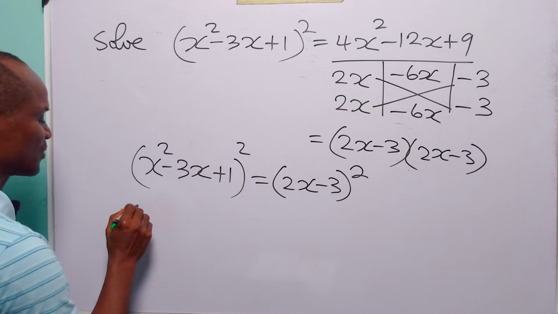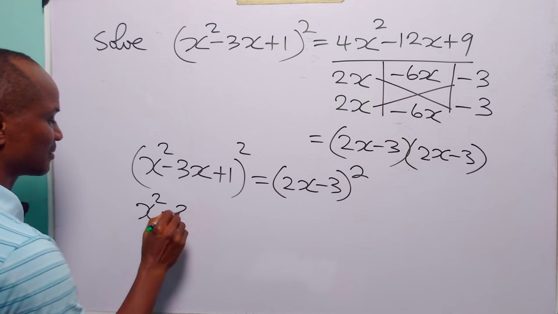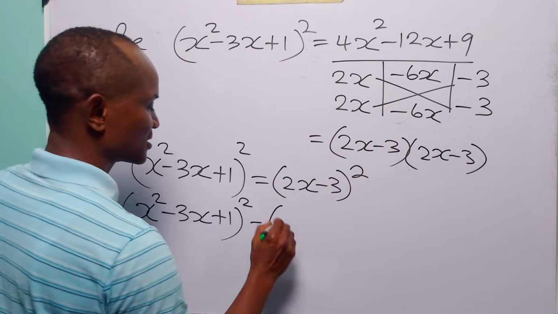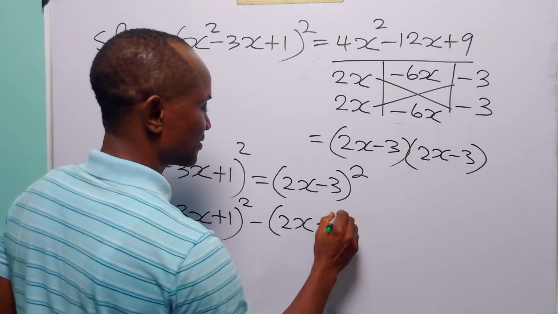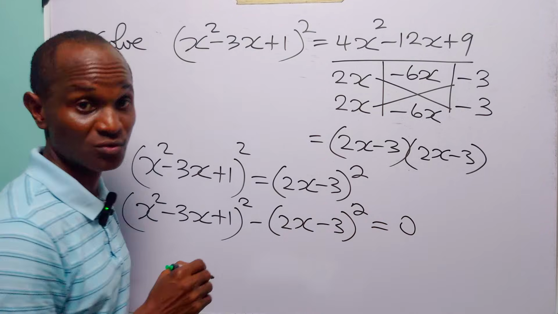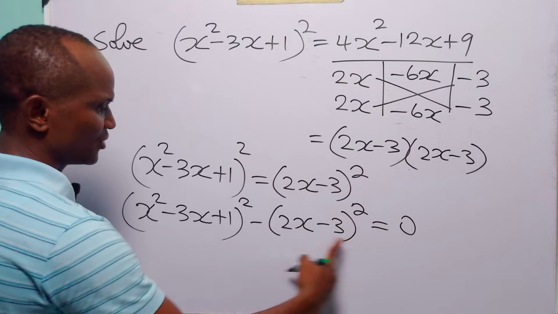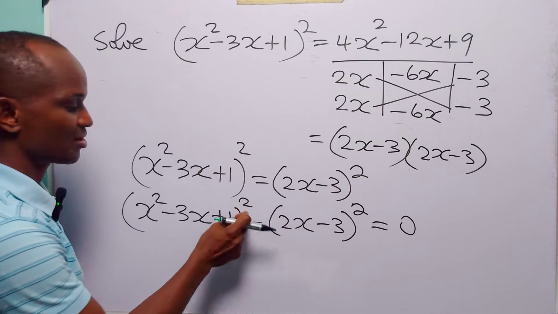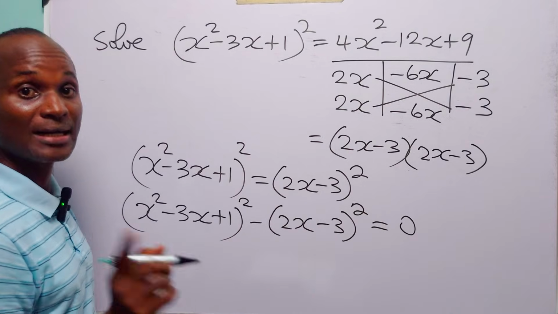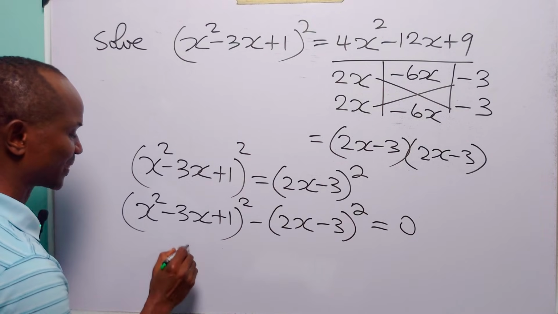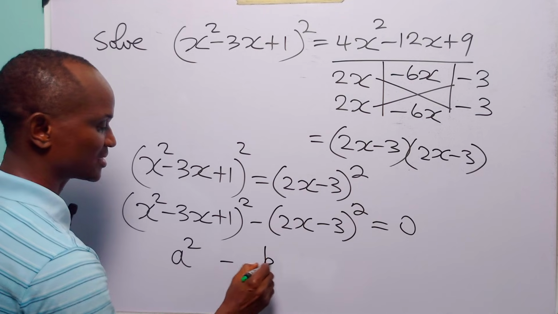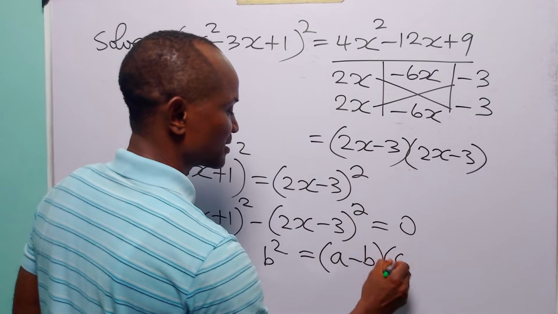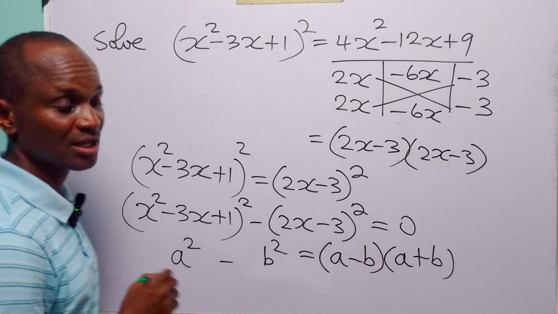When we do that, the equation becomes x squared minus 3x plus 1 squared minus 2x minus 3 squared is equal to 0. Now, when you look closely at this left-hand side, you're going to see the difference of two squares. Now, remember that a squared minus b squared is equal to a minus b multiplied by a plus b.